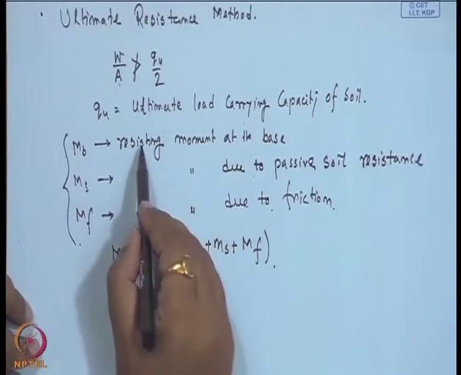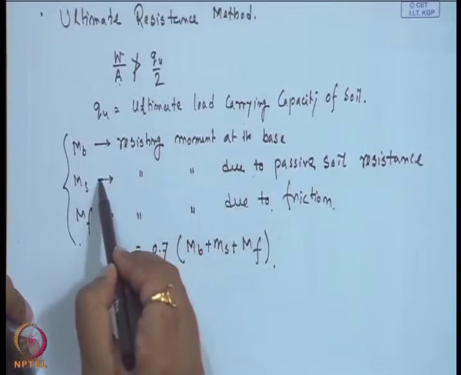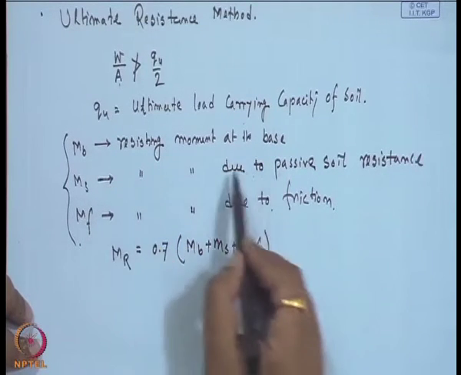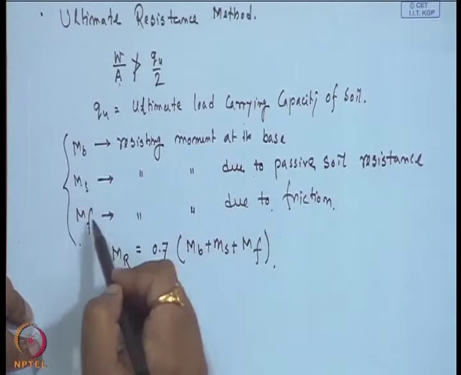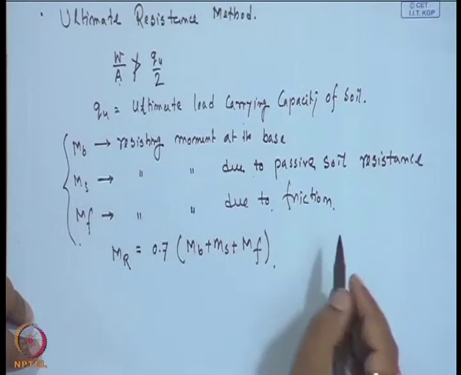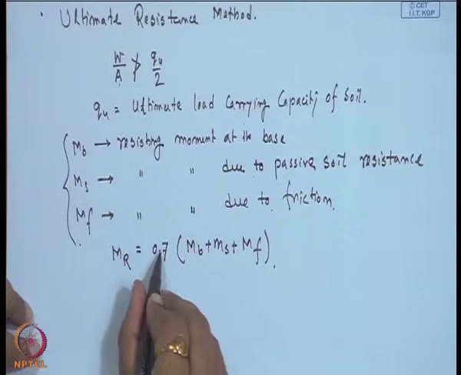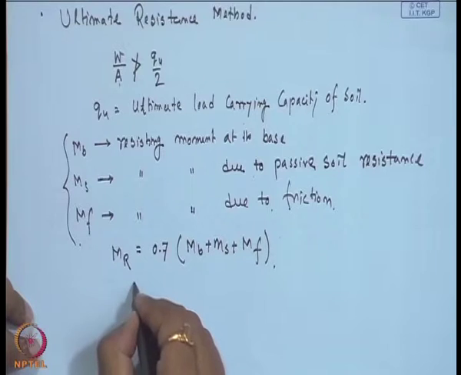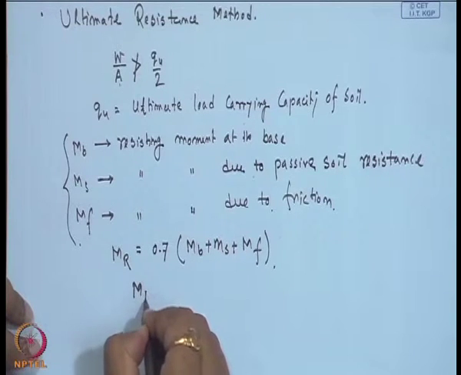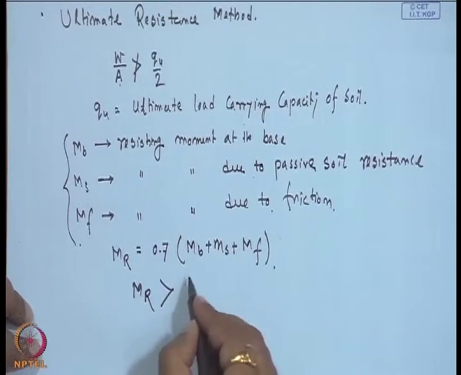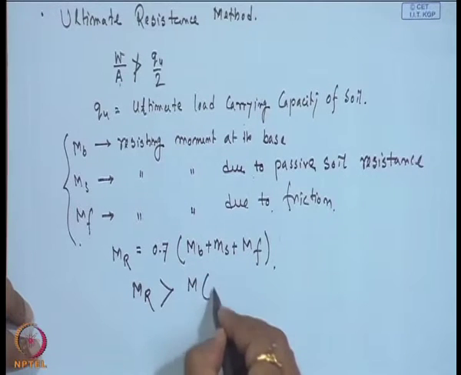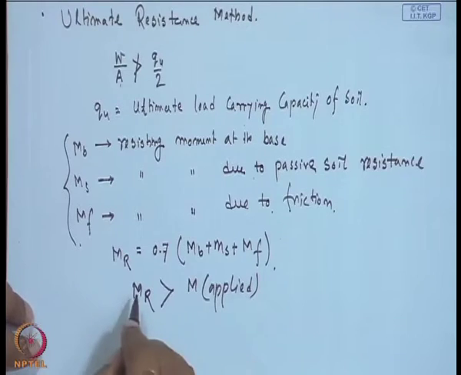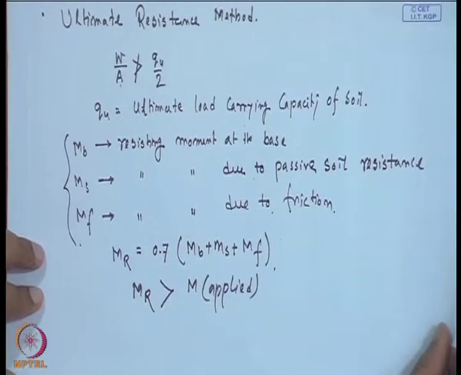So, the resisting moment first at the base is given from the base reaction, then the resisting moment due to the passive soil resistance, and the resisting moment due to the friction, and the total resisting moment is 0.7 times of M. And this check we have to do, that MR should be greater than the moment which is applied. So, MR should be greater than the applied moment.